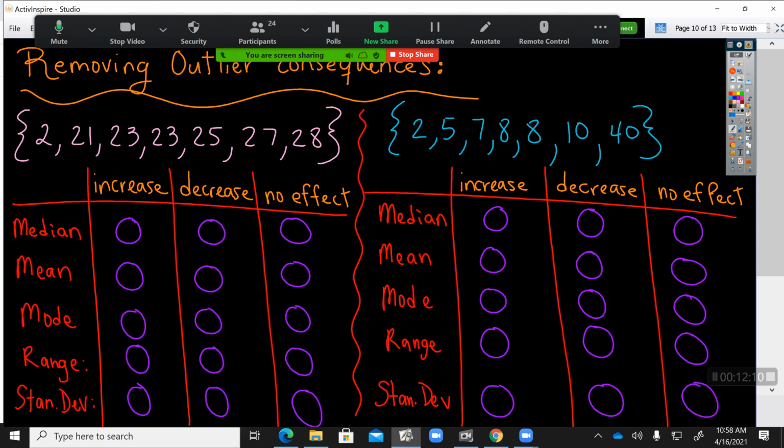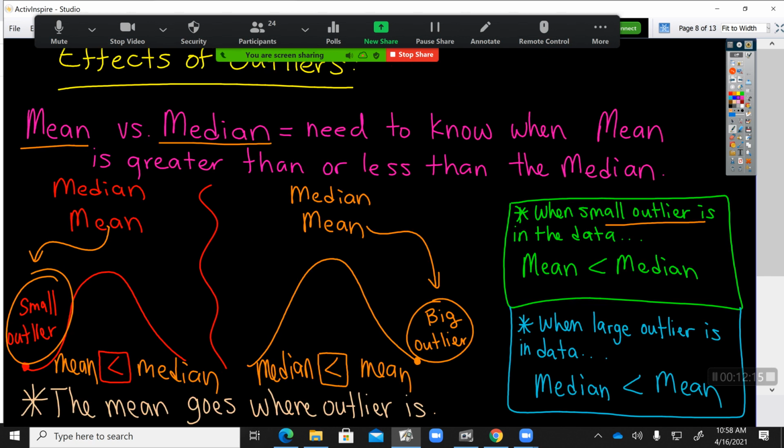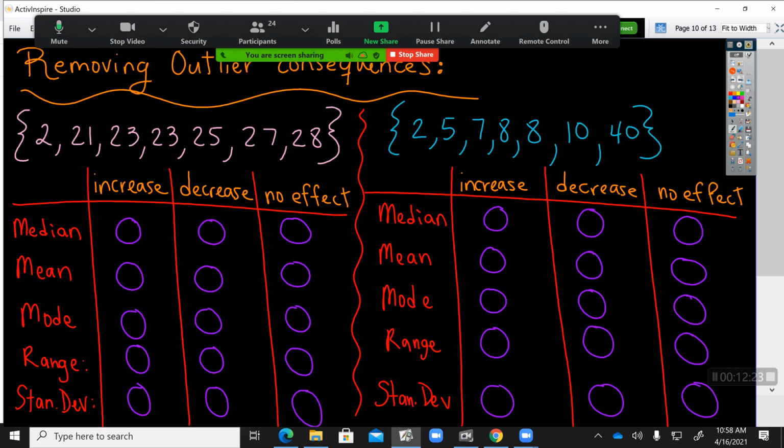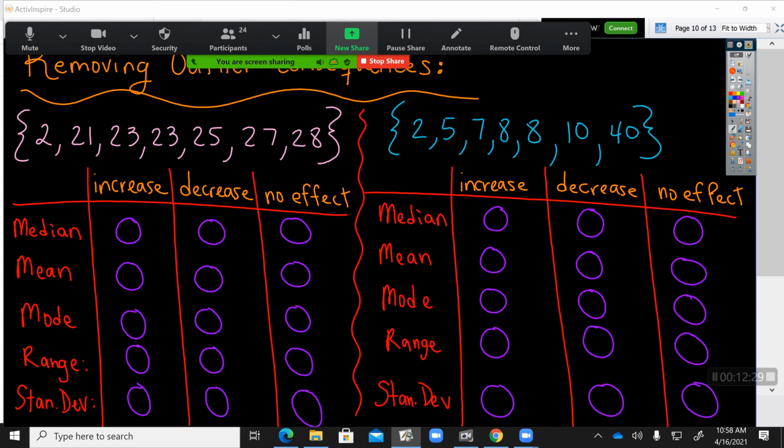Now, this is very important. Please pay attention. First we talked about what effects the outlier has on the measures of center. Now we're going to talk about what effects happen when you remove an outlier. So when you take away the outlier altogether. So I'm going to do the left one first. On the left example, the smallest number, or the outlier, is 2.